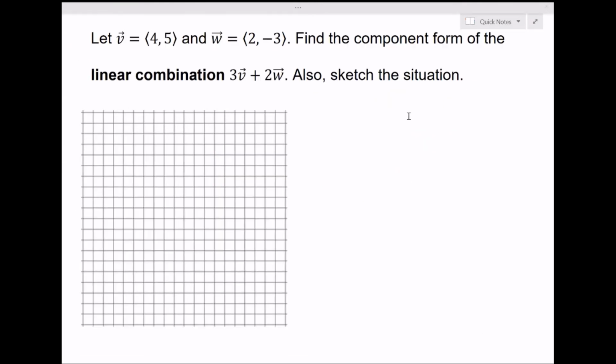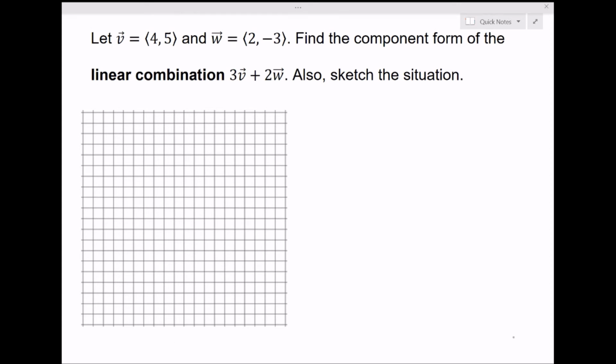All right, so we're done with covering all the basics for today. And we're almost done. But of course, now it's time for more complicated examples. So here we have a problem. Let v equals 4 comma 5 and w equals 2 comma negative 3. Find the component form of the linear combination 3v plus 2w. And linear combination really just means we're multiplying by scalars and adding stuff. So we're just combining scaling and adding, which is what we learned today. And then also sketch the situation.